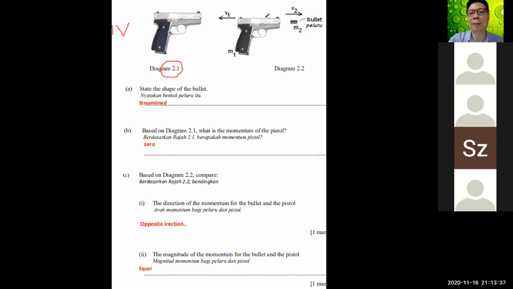How to make it zero? When one goes to the right and one goes to the left, to make it zero means they must be the same. This one positive, this one negative. Positive momentum plus negative momentum becomes zero. So the momentum going to the right, positive, and the momentum going to the left, negative, must be equal. So the momentum is conserved. That's why the principle of conservation of momentum says that momentum must always remain the same.